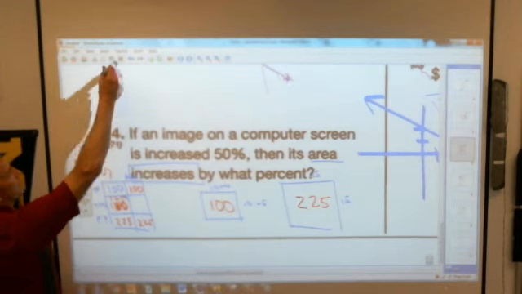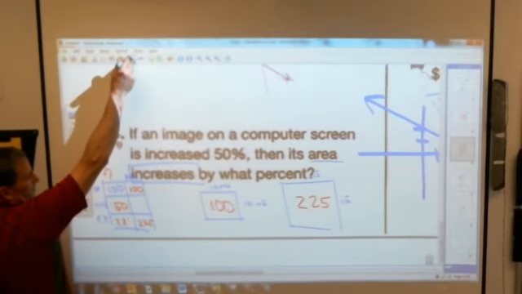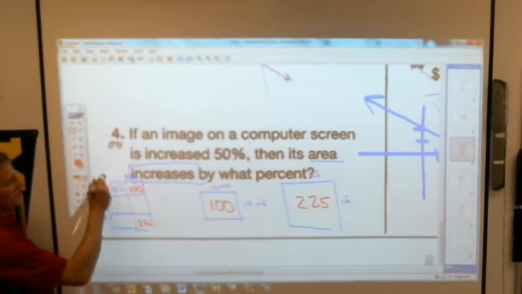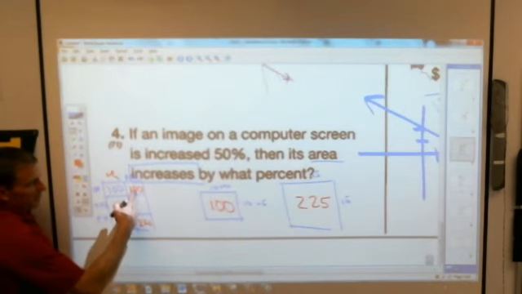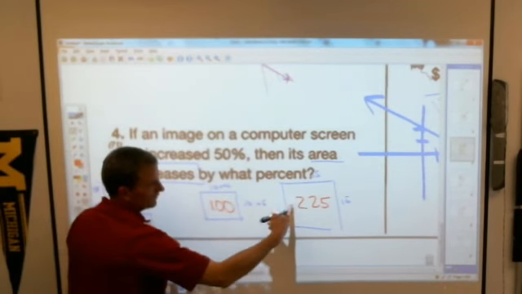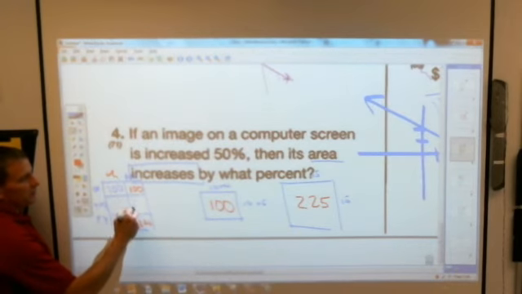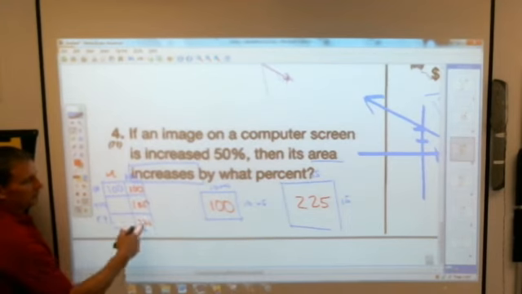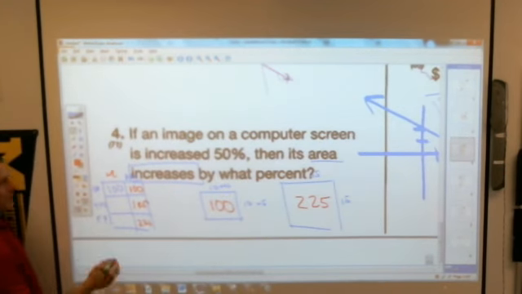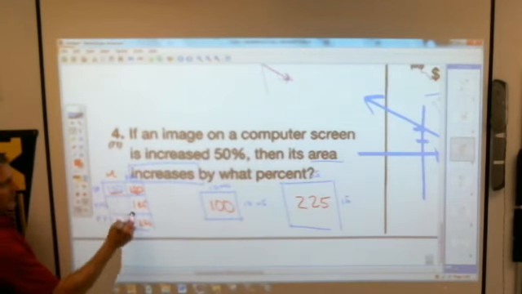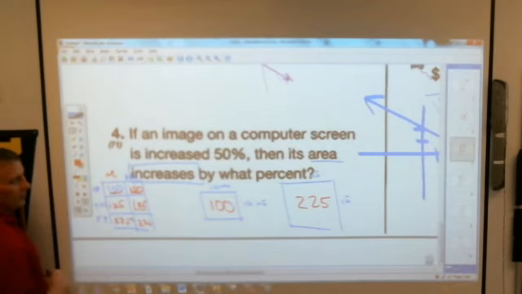Actually, I needed to go backwards, sorry. Let me do it the right way here. Hold on, back. Alright, here's my percentages. I know my 100, I know my 225, right? How much did it go up? The actual area went up 125, correct? 100 plus 125 is 225. Since this and this are the same, they're all going to be the same no matter what. All the numbers are the same.